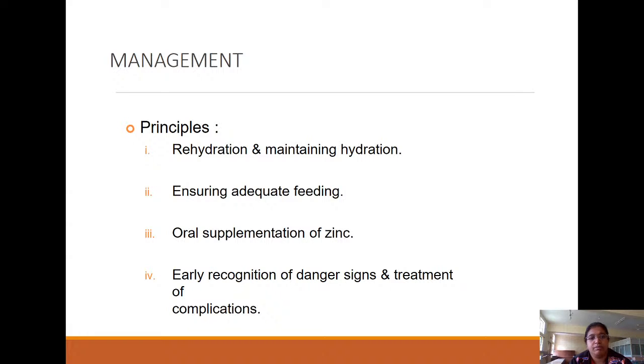Now, what are the principles of management? The principles do not only mean hydration and maintaining hydration. It also means that you have to give adequate feeding to the child, supplement the child with oral zinc, and if there are any danger signs, immediately recognize and treat them, as well as treat complications.